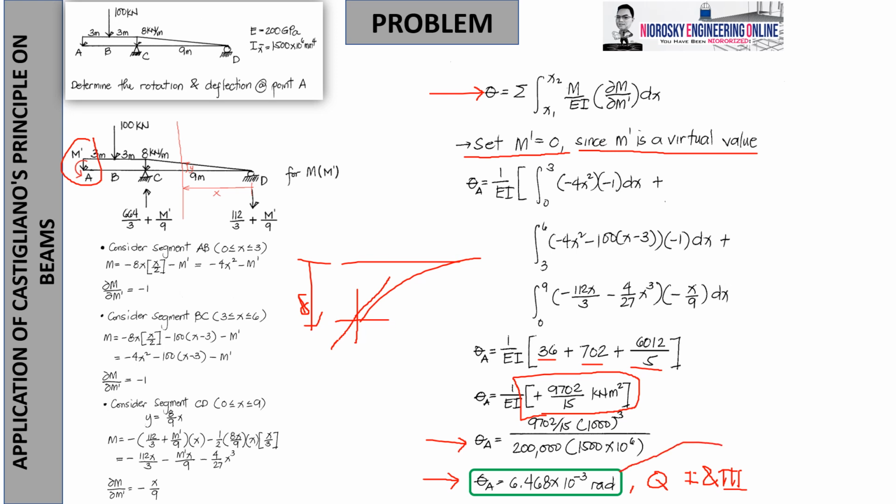Pero kung i-convert nyo sa degrees ito, madali lang. So, alam nyo na yung ratio niyan. That is 180 over pi if you want to find out in terms of degrees. But the default unit is, of course, radians.